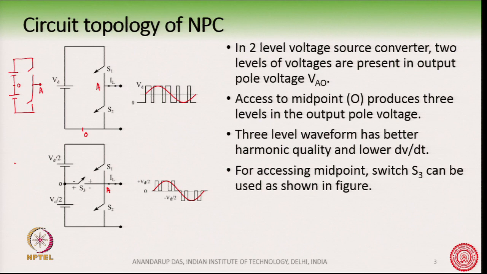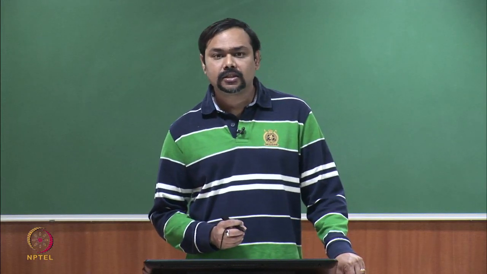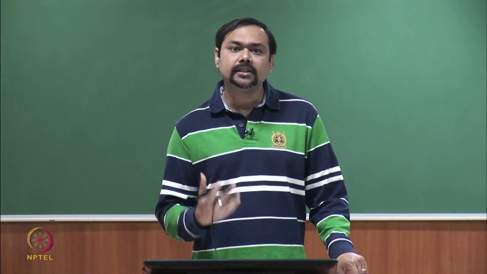Some authors denote the voltage source converter like this. Okay. If you put O at the middle of the capacitor, it becomes actually an imaginary point. So, the point O is fictitious or imaginary, it does not exist physically in the circuit.